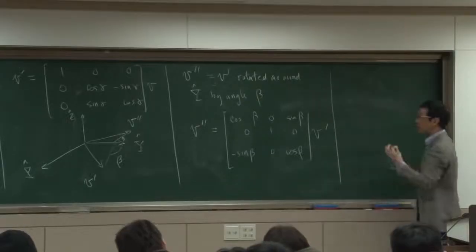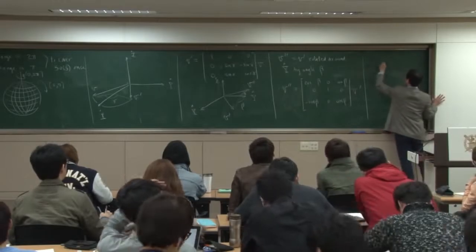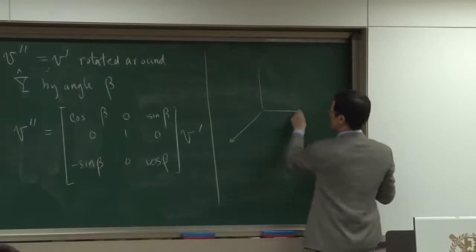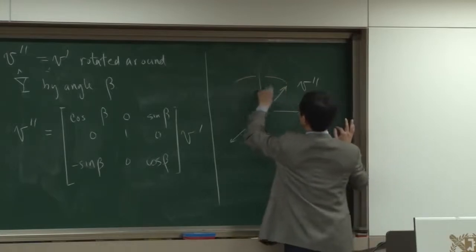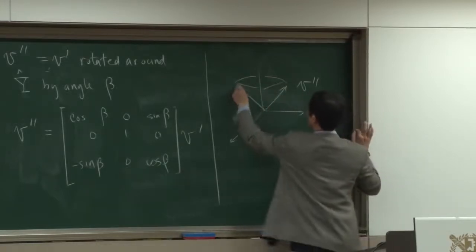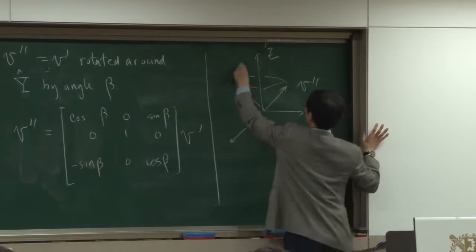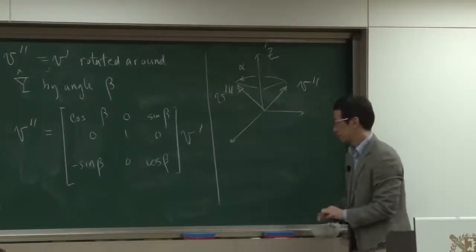All right. Now, finally, you can guess what I'm going to be doing next. I'm going to rotate v double prime around the z-axis by angle alpha. So here we go. Here's v double prime. Rotate around the z-axis by angle alpha. Call my result v triple prime.